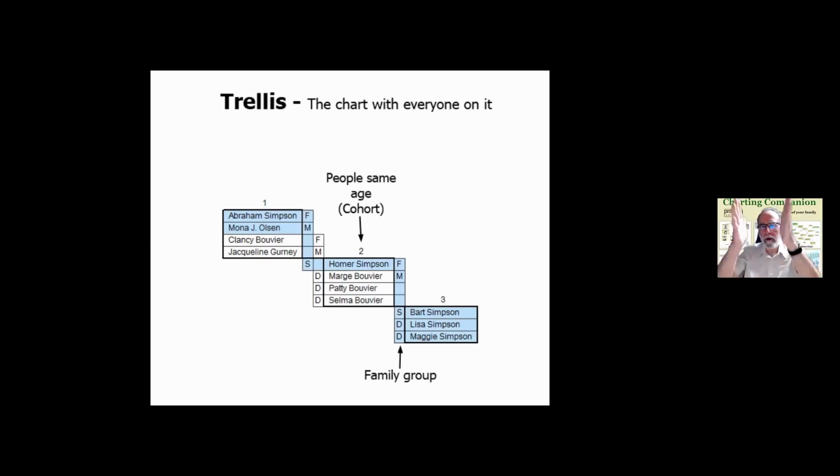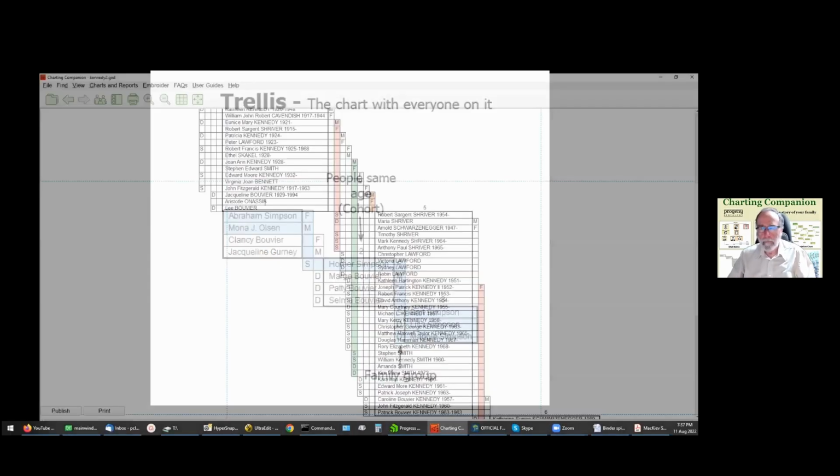But the Trellis is a table divided into columns. Everybody in one column is roughly of the same generation. The narrow column on the right indicates a family group. So in this example, Homer Simpson is the father in this family group, Marge is the mother, and Bart is the son, and Lisa and Maggie are the daughters. And over on the left, Homer is also the son in this group, with Abraham as the father and Mona as the mother. Now I'm going to show you a real live trellis.